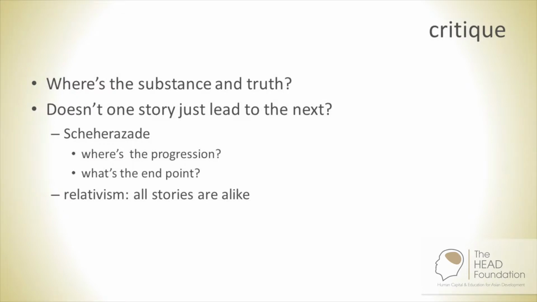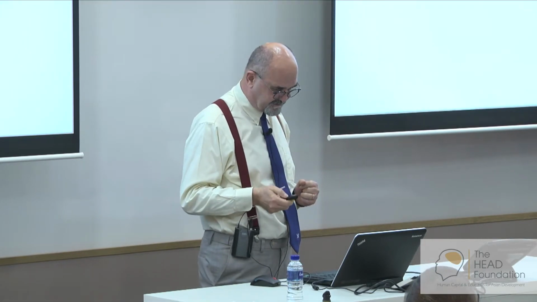When you compress all of this storytelling into a small space of time, what happens is that all of the stories end up looking and sounding the same. And what happens when you allow students to look at things over a longer stretch of time and space, like we did with Tommy, is that every student's story is a different story because they're drawing on their personal experiences. What about the substance and the truth? Where is it? Doesn't one story just lead to the next and the next one and the next one after that? Where's the progression in that? What's the point of it all? In the end, wouldn't all stories just be alike?